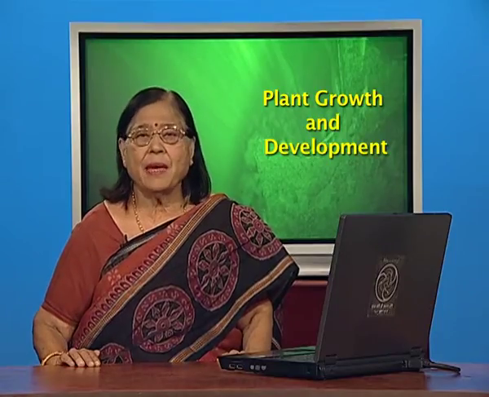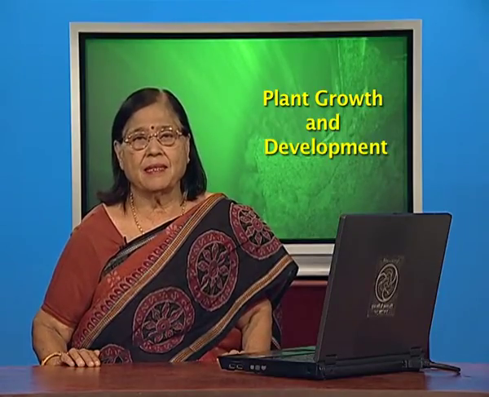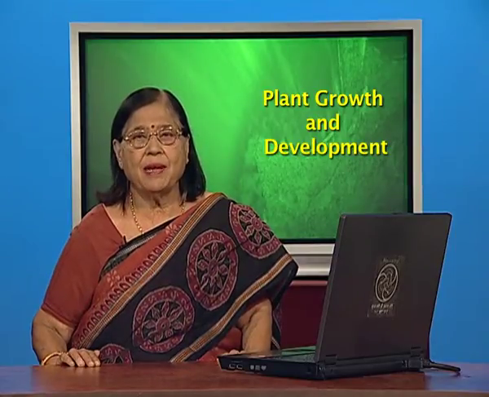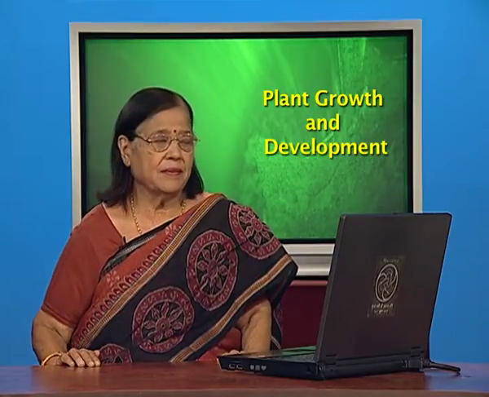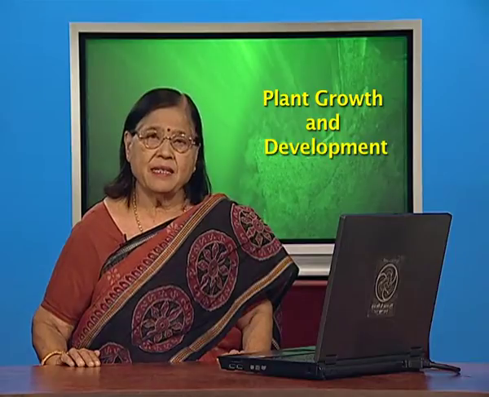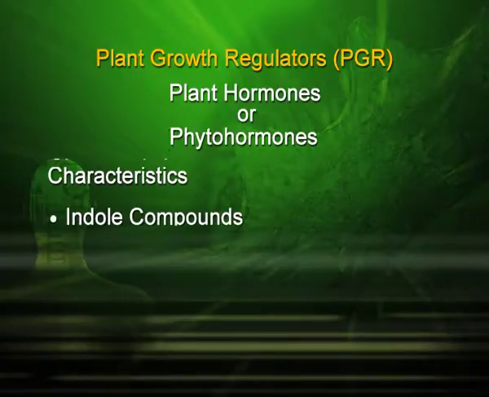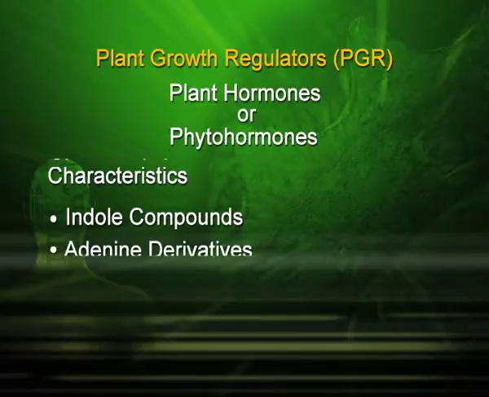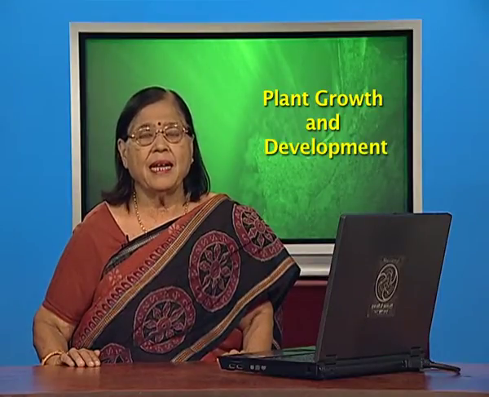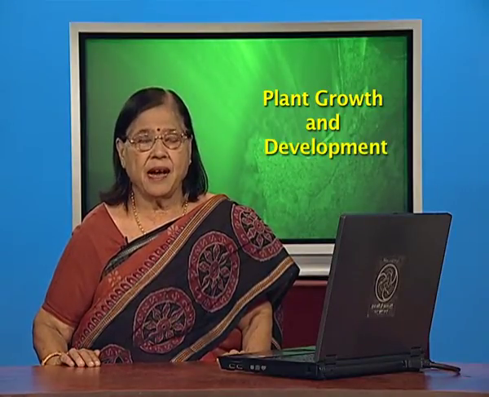Now, what may be the chemical nature of these regulators? After all, these are chemicals in one sense of the word. So, major characteristics of these regulators are that they may be indole compounds, that is one chemical group, or they may belong to adenine derivatives. Children, I am sure you have heard about adenine in connection with DNA and RNA.